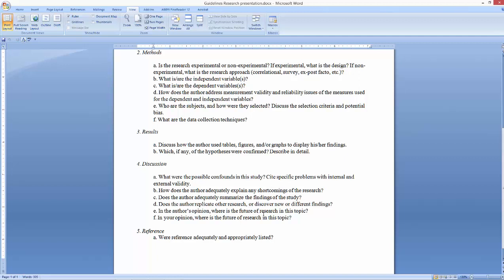In the author's opinion, where's the future research in this topic? Now, the discussion section is really the only place where you can vent your opinion. At no other part of any research can you offer your opinion. But in the discussion section, yes, you can venture outside those lines a bit and offer your opinion, especially where you believe the future research is going, especially if you yourself intend to carry it out.